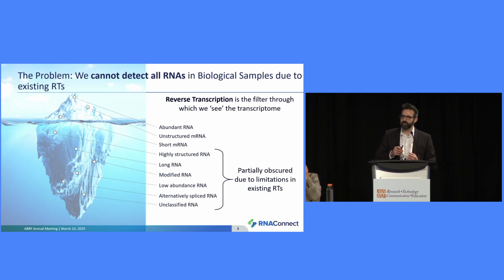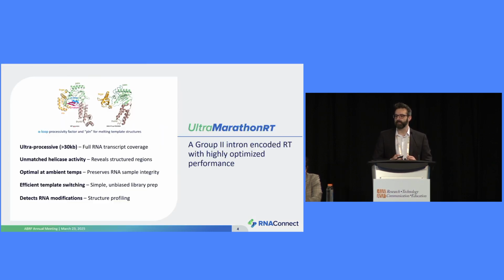What if we can solve this problem by using a fundamentally different type of RT enzyme? And that's exactly what ultramarathon is. It is a group 2 intron-encoded RT, so it's structurally different than a retroviral RT. And these differences in structure allow it to be extremely processive. We've seen reads longer than 30 kb when we do long-read sequencing. And one major reason why it's so processive is because it has helicase activity. It can easily unwind these stable RNA structures without the need to heat up the reaction temperature. So you can actually perform RT at 30 degrees, even room temp, if needed.